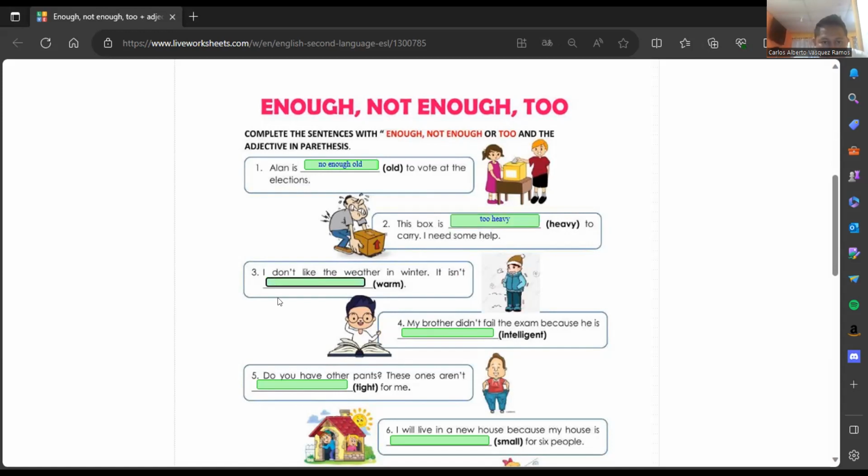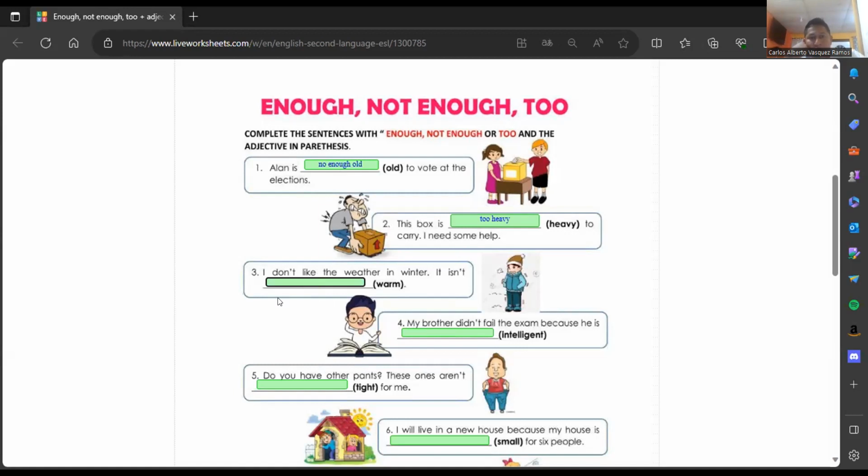I don't like the weather in winter. It isn't. What is the meaning of warm? Warm. Frío, no, helado. Warm, pero no, cold es frío. Caliente, helado, cálida, cálido. No es.